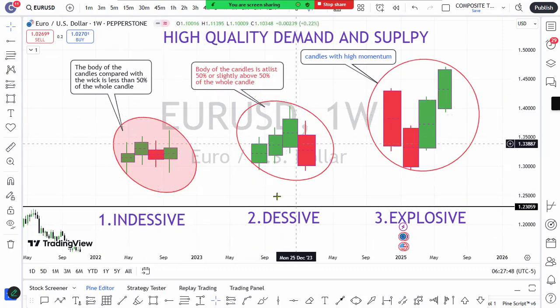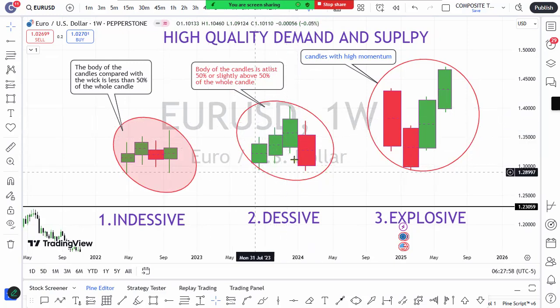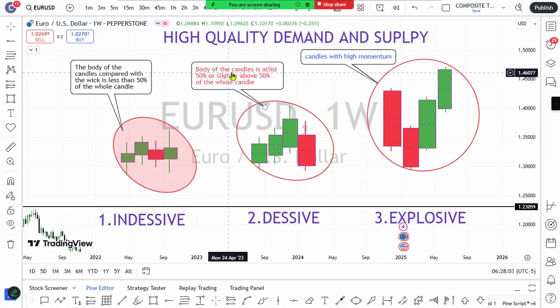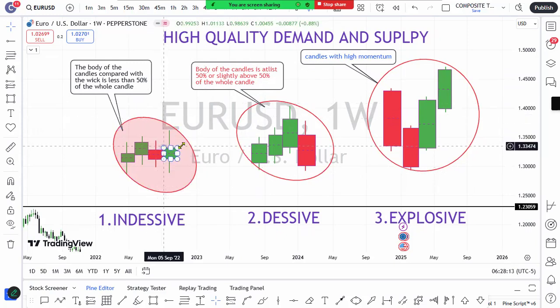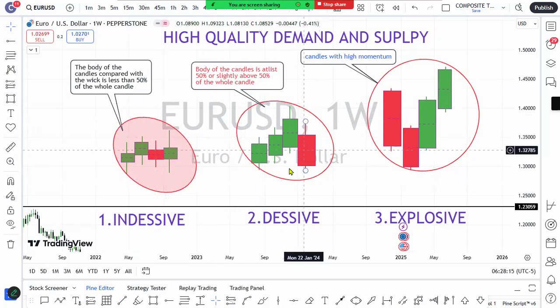And on my second chart here, as you can see, this is what we call decisive candles. Candles where at least 50% of the whole candle is body, at least 50% or a little bit more, as we can see here. But as you can see, it's almost looking like an indecisive candle here. So these are the things that you need to see.